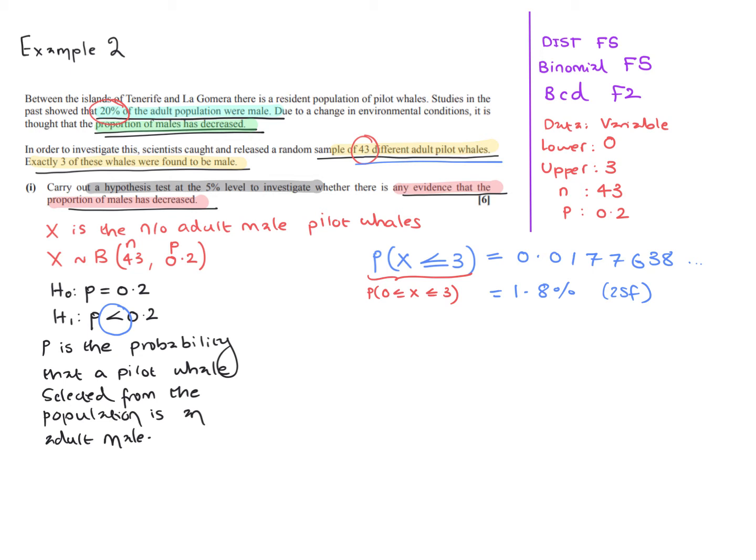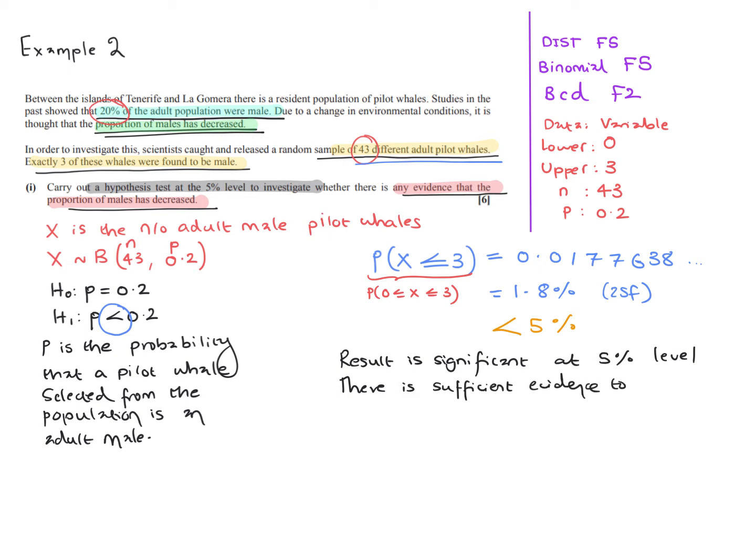So the significance level in this question is 5%. So we want to say that this value is less than 5%. It's less than the significance level. So what we're saying is there is a small probability of this scenario occurring, which means the result is actually significant. So the result is significant at the 5% level. There is sufficient evidence to reject H0. We should always frame our conclusion in terms of H0, never in terms of H1.